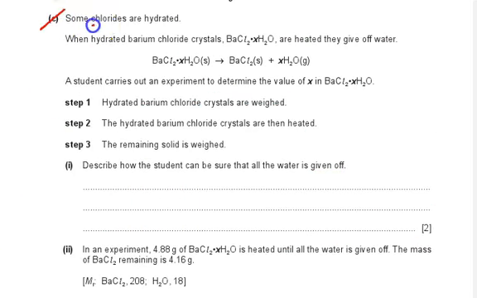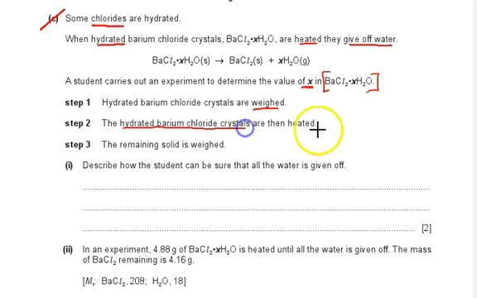Okay, for C, some chlorides are hydrated. When hydrated barium chloride crystals are heated, they give off water. Okay, they release the water. A student carries out an experiment to determine the value of x in hydrated barium chloride. Hydrated barium chloride crystals are weighed. The hydrated barium chloride crystals are then heated. The remaining solid is weighed. Then describe how the student can be sure that all the water is given off.